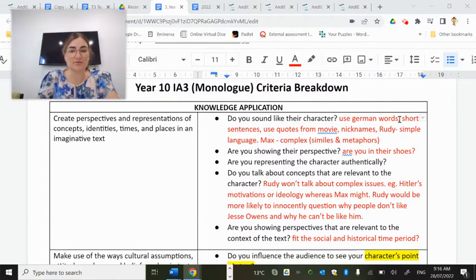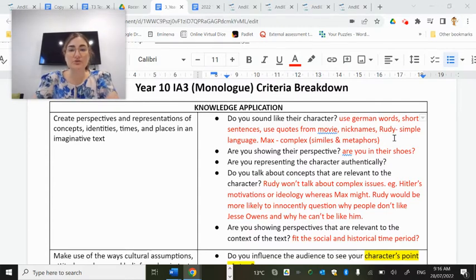So you might use some German words. So instead of and, you might use the word und. If you say no, you might say nein. You might use some German words that have been used by the characters in the movie. So hopefully you wrote some of those down while you're watching it. If not, it might help you to watch the film again and write down any German words that are commonly used throughout it by the characters.